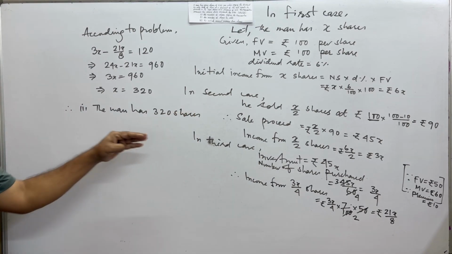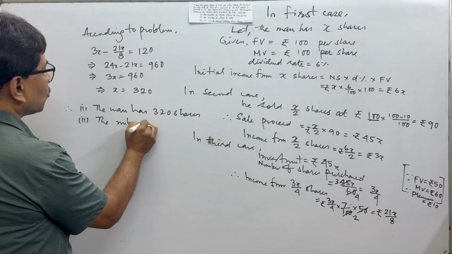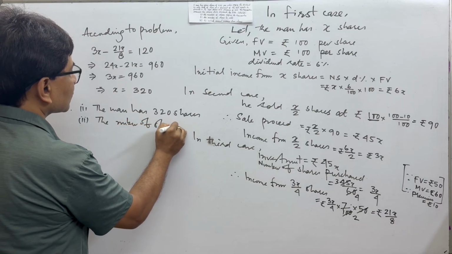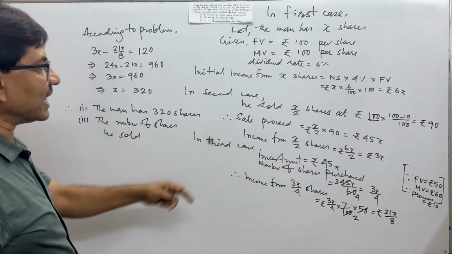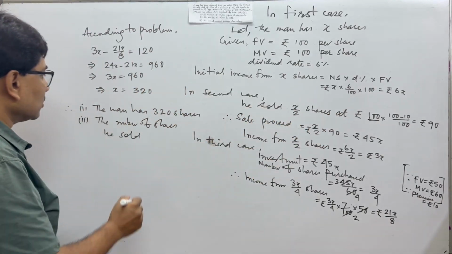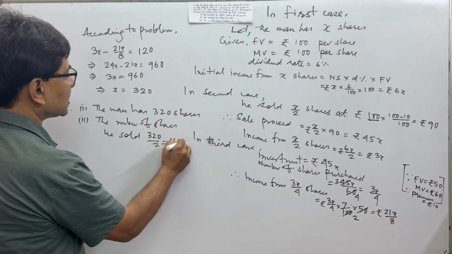The man has 320 shares. The number of shares he sold: how many sold? Now x by 2 number of shares. So x by 2 means 320 by 2 equals 160.